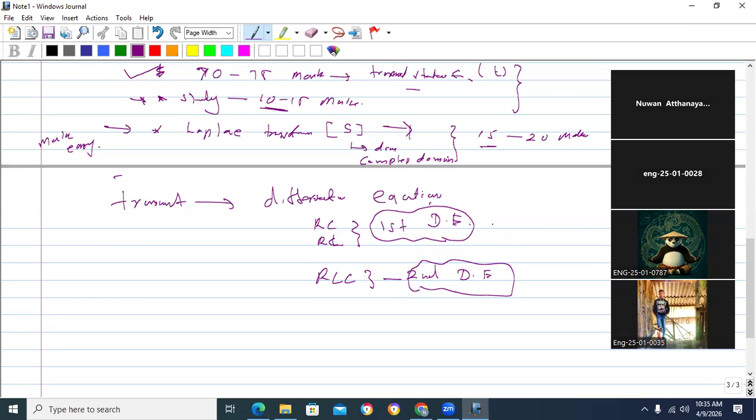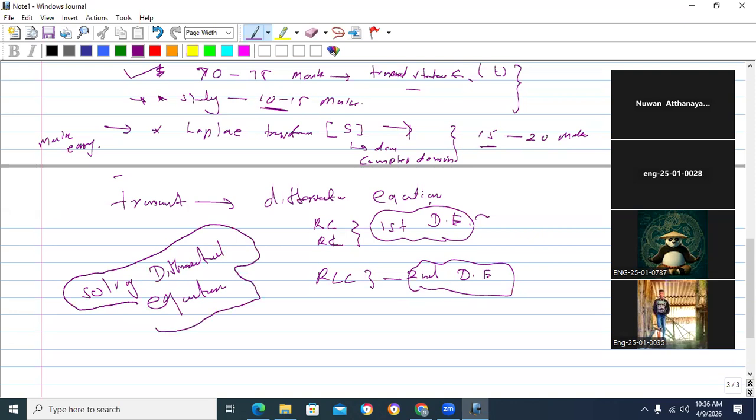But don't worry, I do not need you to solve this. Solving the differential equation I am not expecting. So when you are doing the exam, don't take much time to solve the differential equation.